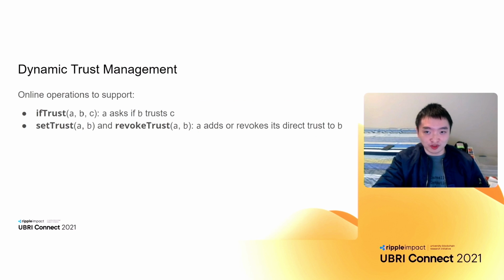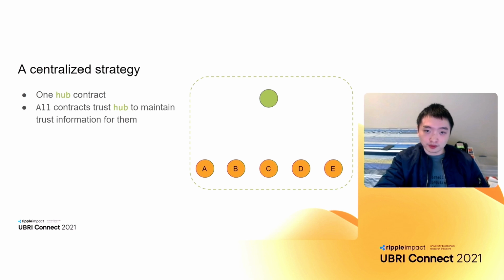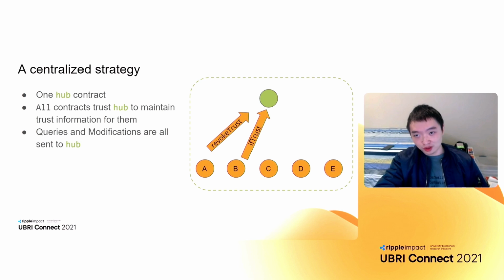More formally, we want to support the following operations at runtime: if trust, set trust, and revoke trust. We need to answer a query about trust between contracts, and we also need to support a contract to add or revoke its direct trust to other contracts. In fact, how this runtime system is implemented is loosely coupled with our language, as long as it supports these operations correctly. And we've explored several different strategies to support such operations. Here we present a centralized strategy. Suppose there is a contract hub. All contracts trust the hub to maintain trust information for them, and the queries and modifications are all sent to this hub.